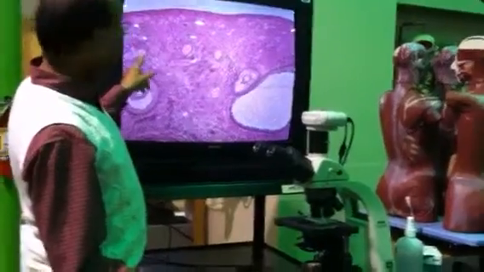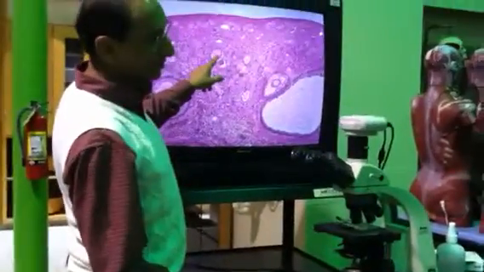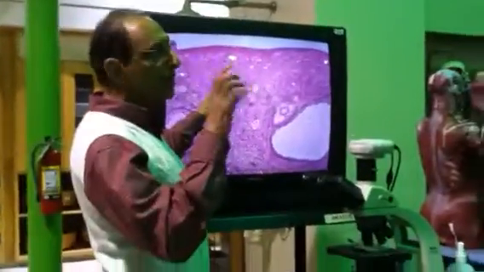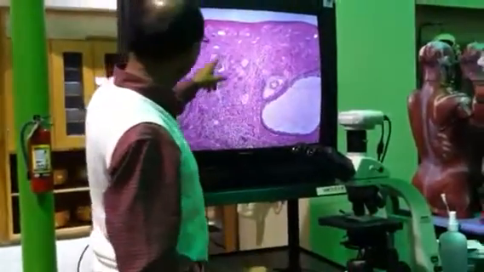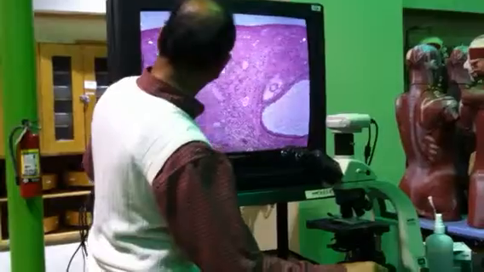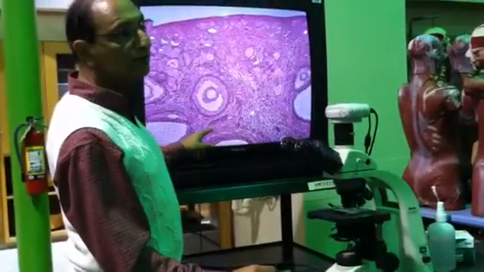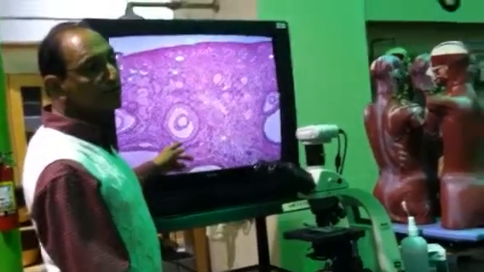This is primordial, this is primary. Primary follicle. Every follicle has one oocyte. And then you have, this is a very good example. What is this here? The secondary follicle.